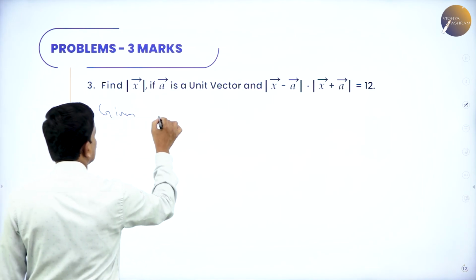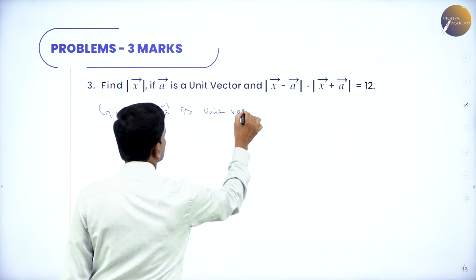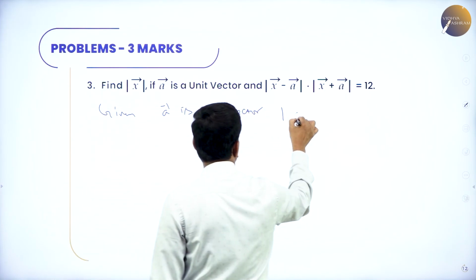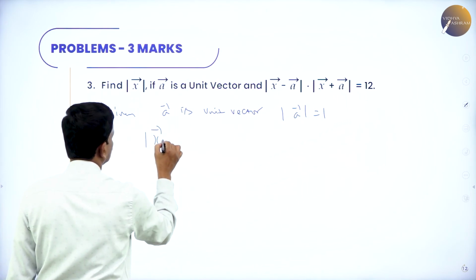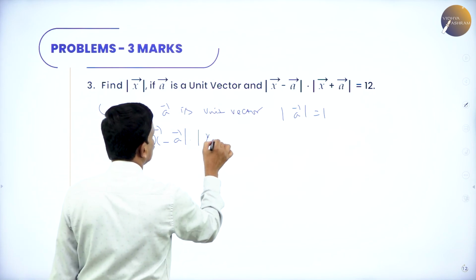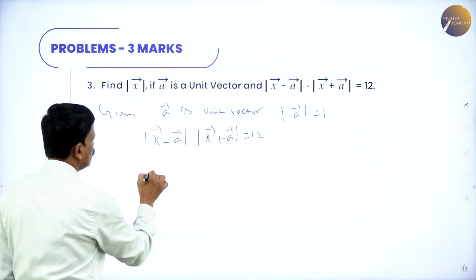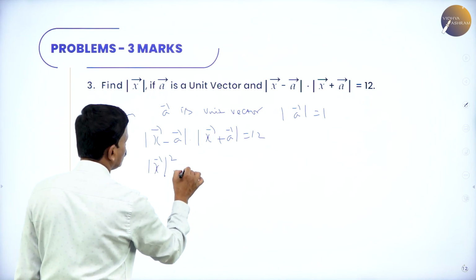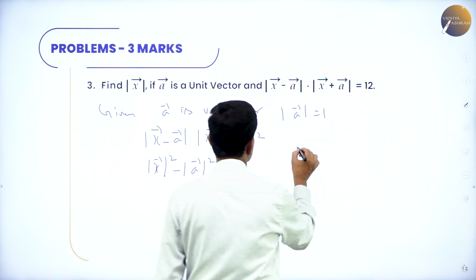Given a is a unit vector. Vector a is a unit vector. Unit vector means length of vector a is equal to 1. Further, what is given? Length of x minus a dot length of vector x plus a is equal to 12. So this can be written as length of x square minus length of a square is equal to 12.